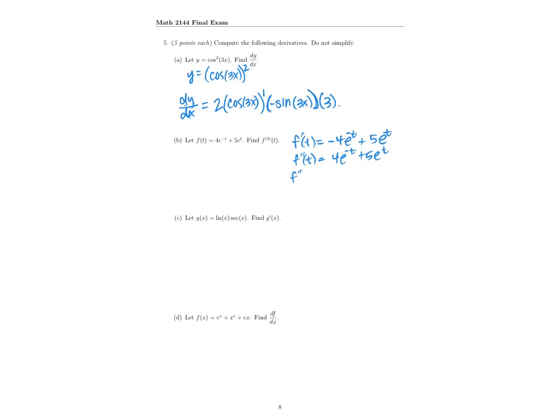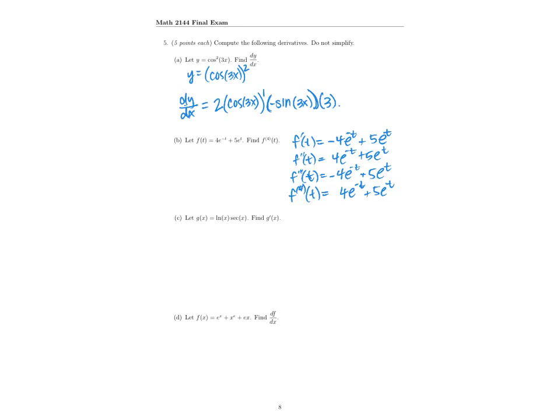And then the third derivative, another negative is coming down. So I have negative 4e to the negative t plus 5e to the t. And then if I take the fourth derivative, another negative is going to come down, so that'll make it a positive 4e to the negative t plus 5e to the t. And so what I'm seeing there is that I have a negative for each of the odd derivatives and a positive for the even derivatives.